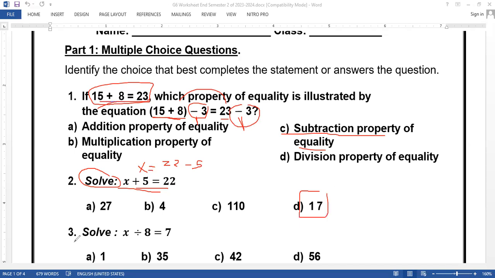Same here. Solve this equation. This is division. What's the operation we have in the equation? Division. So we do the opposite. We directly multiply 8 by 7. 8 multiply 7 equals 56. So here we have to know the rule. If it's addition, we subtract. If it's subtraction, we add. If it's division, we multiply. And if it's multiplication, we divide.